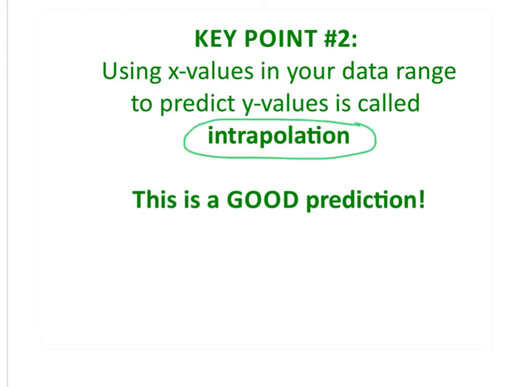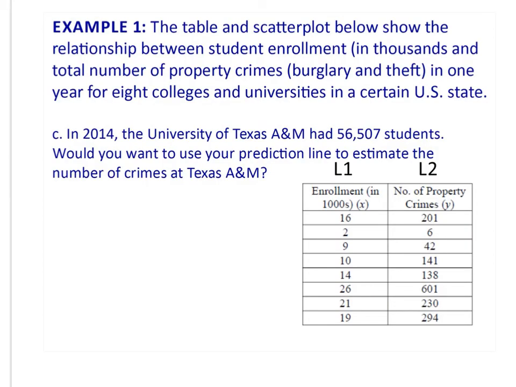So this is when I use X values in the range that I've seen before. That's an example of using 15 when I have data values ranging from 2 up to 25. This is a good prediction because I'm predicting within the given range, or within the given x-axis values. Well, what if I had something that looks like this?